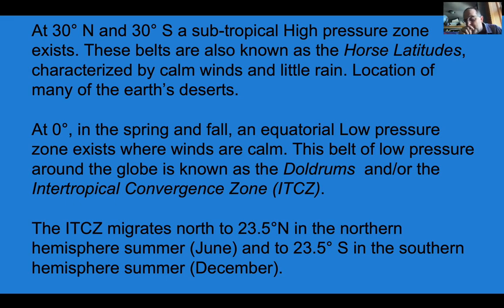So they got the doldrums. That word came about when people were sailing and they would lose their wind and they'd just sit and wait for the wind to come. This ITCZ, the Intertropical Convergence Zone, migrates north to 23.5 degrees north in the northern hemisphere in June at the solstice, and then migrates to 23.5 degrees south in the southern hemisphere in December.